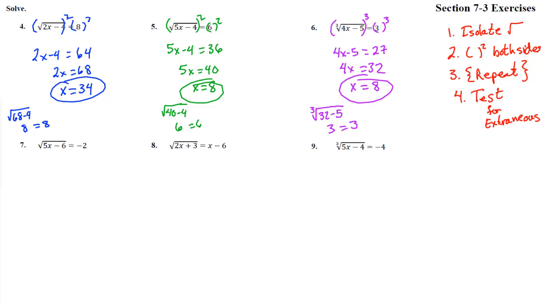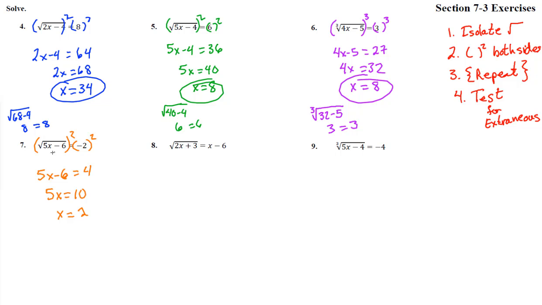Okay, number 7. Isolate the square root. Got it. Square both sides. Good. So we get 5x minus 6 equals negative 2 squared is a positive 4. So we add 6 to both sides. 5x equals 10. And then we divide by 5. We get x equals 2.